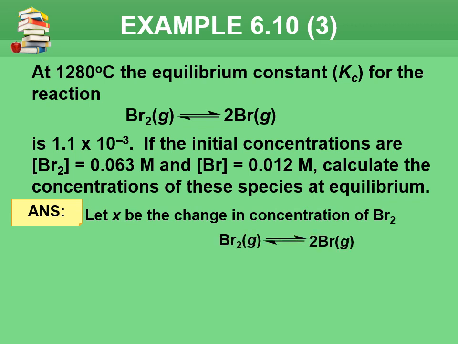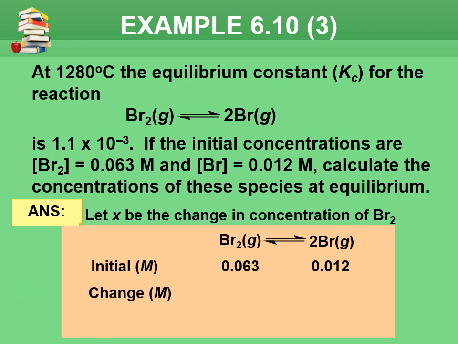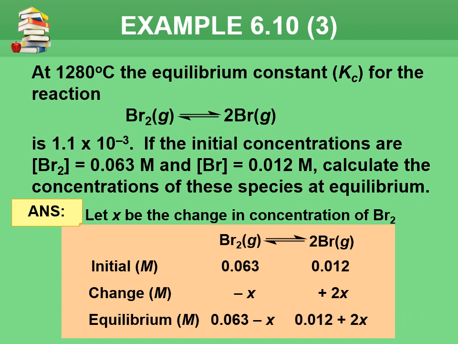x is the change in concentration of Br2. So the initial concentration is 0.063 and 0.012 respectively for the reactant and products. The change is negative x, positive 2x, because it depends on the stoichiometric coefficient of the balanced equation. And the equilibrium concentration is 0.063 minus x for Br2 and 0.012 plus 2x for Br.